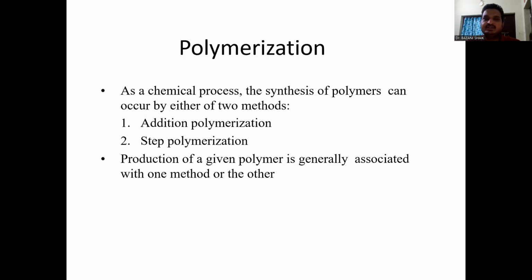And coming to polymerization, polymerization is a chemical process. The synthesis of polymers can occur by either of two methods: addition polymerization and step polymerization. The production of a given polymer is generally associated with one method or the other.